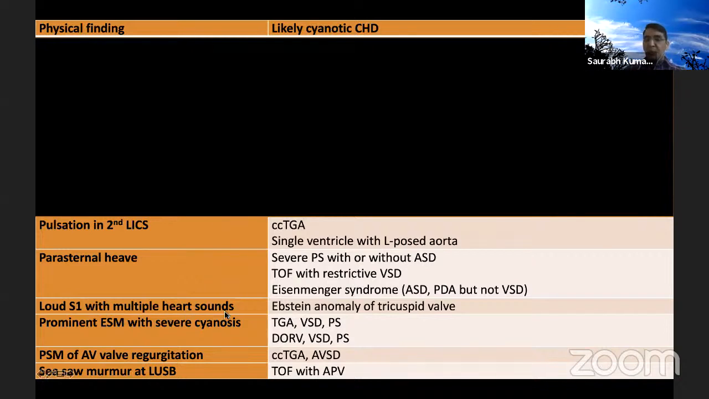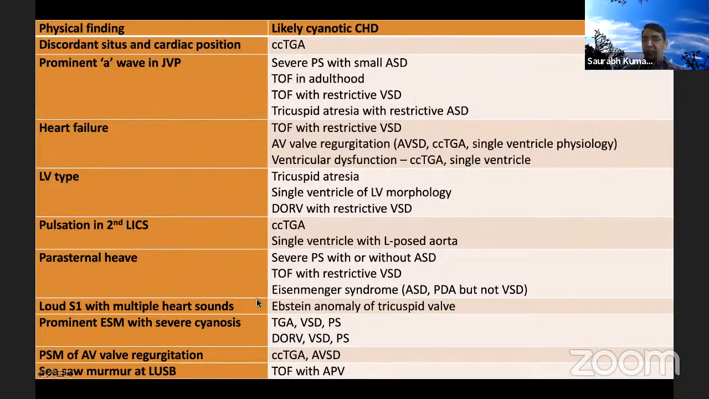Loud S1 with multiple heart sounds, we know, is indicative of Ebstein's anomaly. Prominent ejection systolic murmur with severe cyanosis, we should think of conditions of TOF physiology other than TOF, and I will come to the explanation of that later, and that is related to the flow dynamics which we just discussed. PSM of AV valve regurgitation again indicates those conditions where it is common like CCTGA and AVSD, and a continuous murmur again indicates TOF with absent pulmonary valve. So this is a summary of what I said in the last 2 slides.